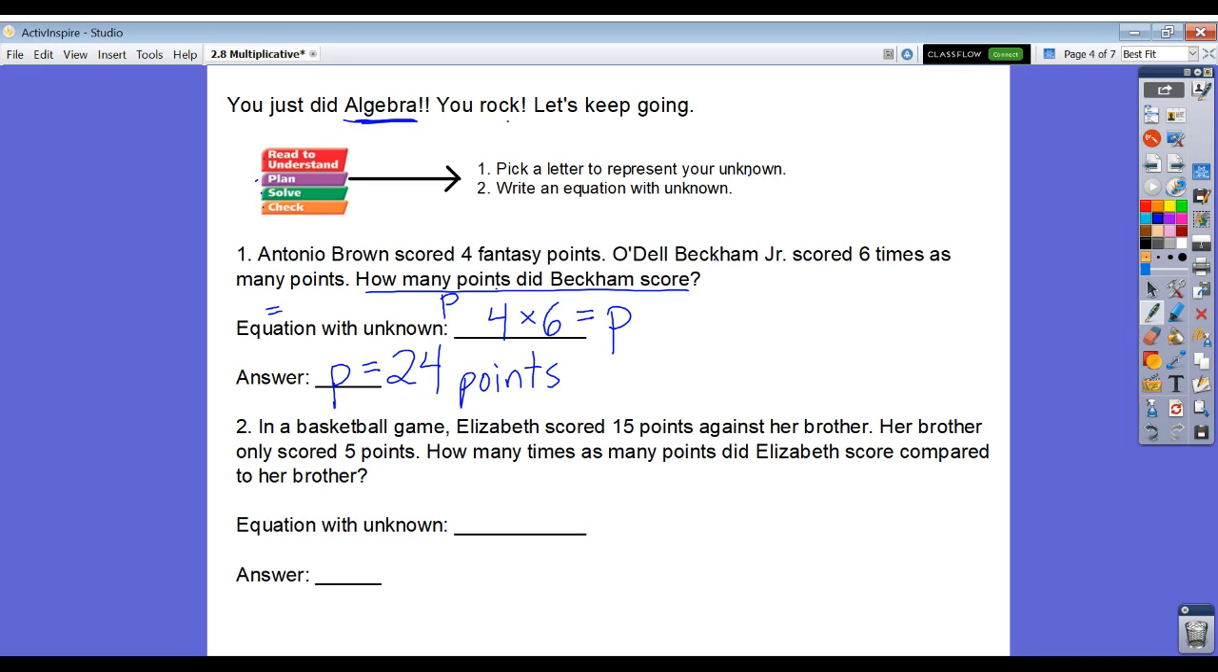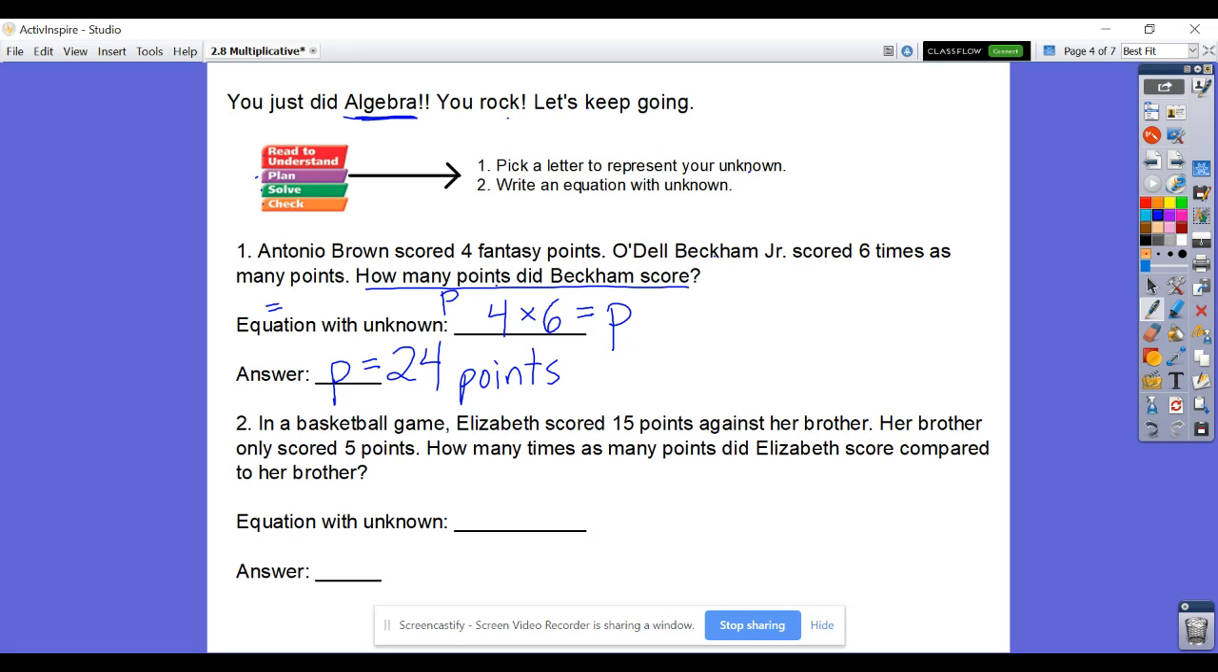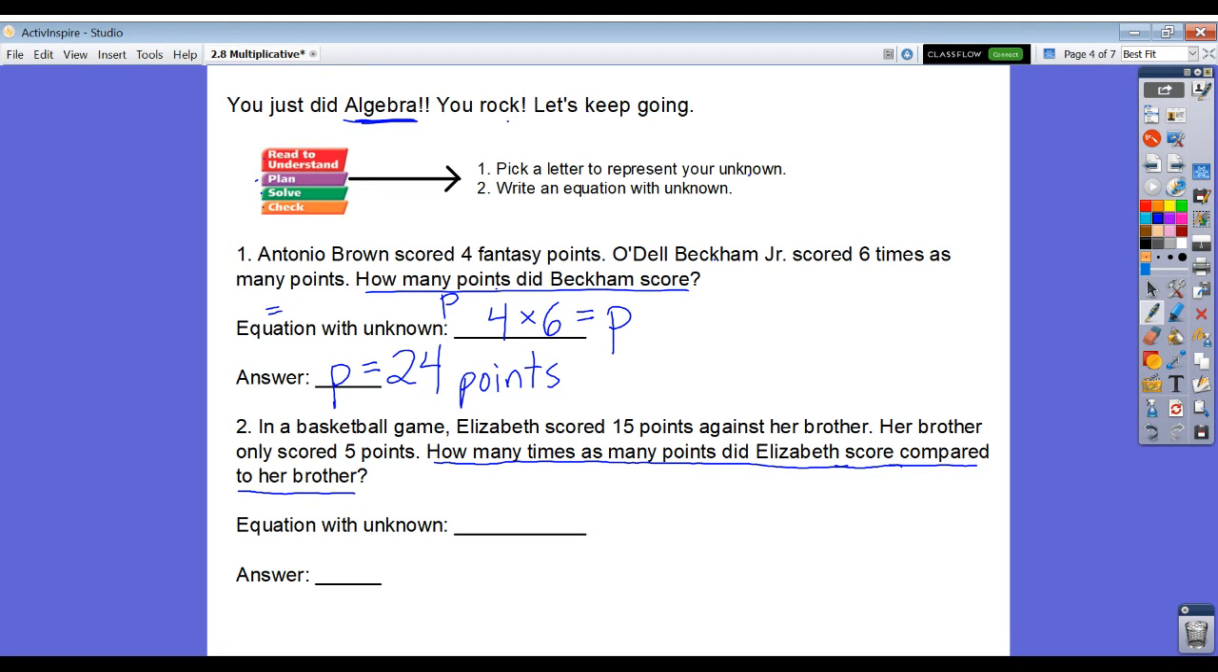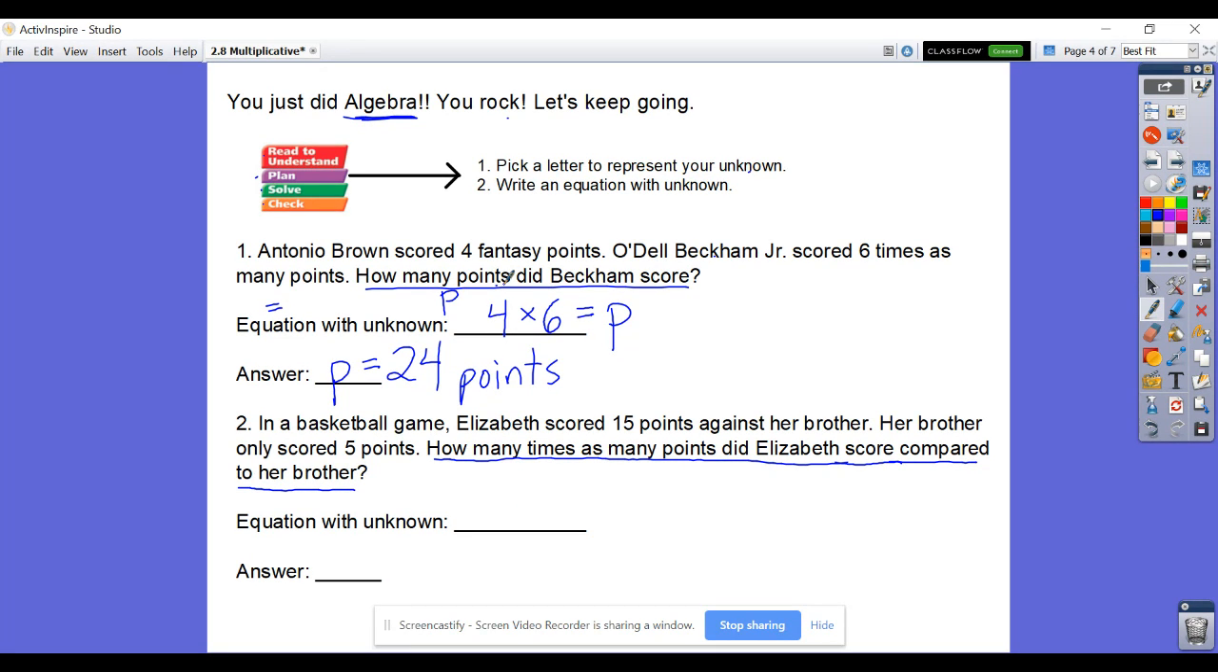Let's try number 2. In a basketball game, Elizabeth scored 15 points against her brother. Her brother only scored 5 points. How many times as many points did Elizabeth score compared to her brother? Let's underline the question. How many times as many points did Elizabeth score compared to her brother? Now, this is going to be interesting. Last time we were just finding how many points. This time we're finding how many times as many points.